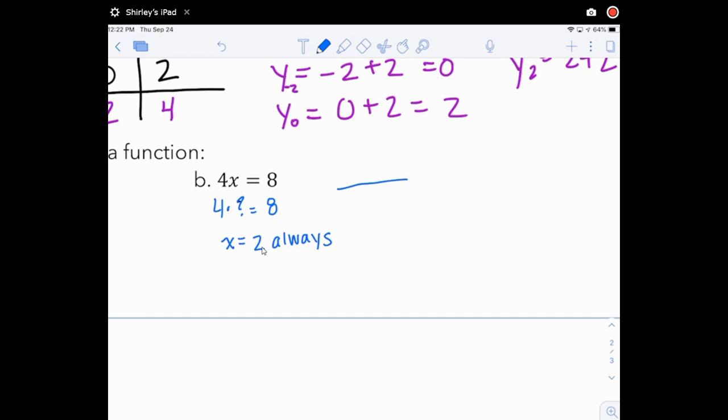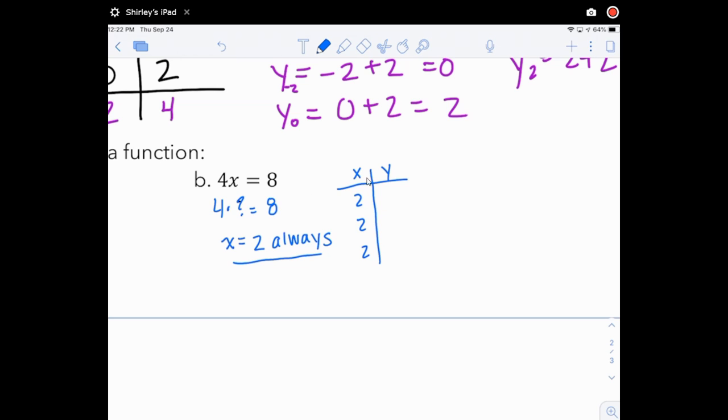If I draw that into my table, again, x always has to be 2. If I plug in something else, 4 times 4 is 16, not 8. 4 times 0 is 0, not 8. So the only number that works is 2. That means no matter what, my input always has to be 2.